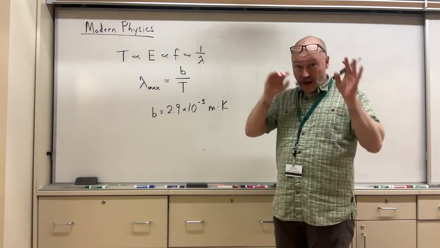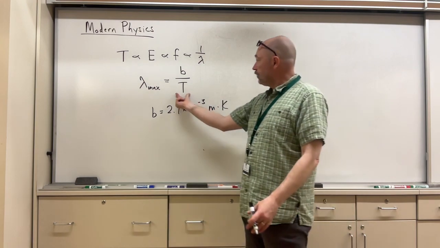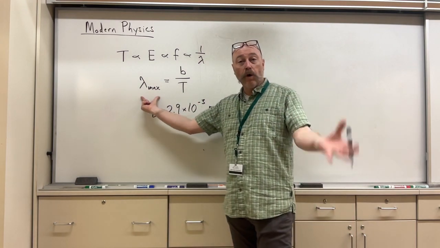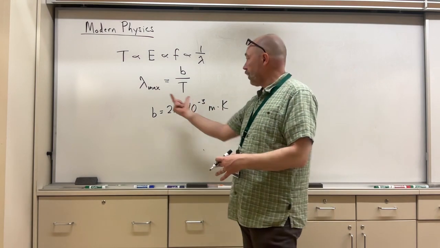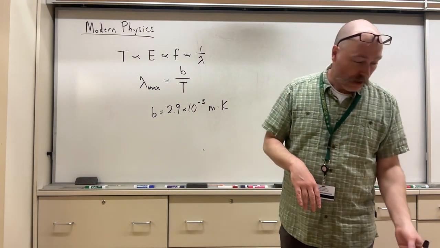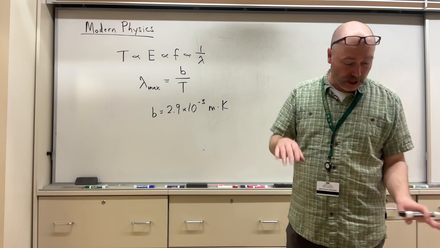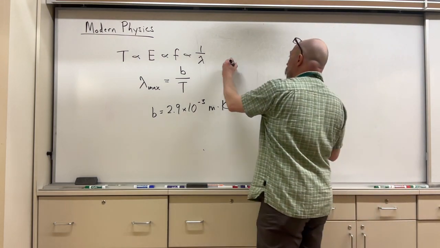This will just tell you, hey, if you have a star at a certain temperature, you can figure out the maximum wavelength, or the most common wavelength, that's going to be given off, okay? That's what that equation is. And then the other equation that I didn't talk about was this equation.